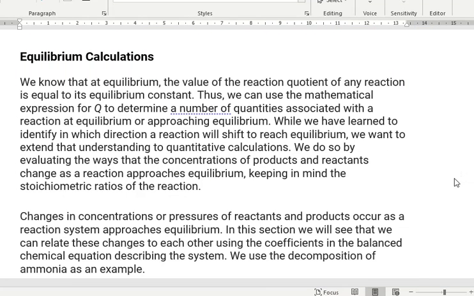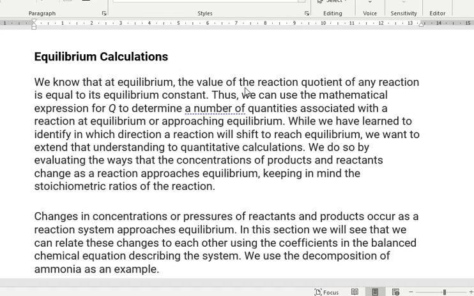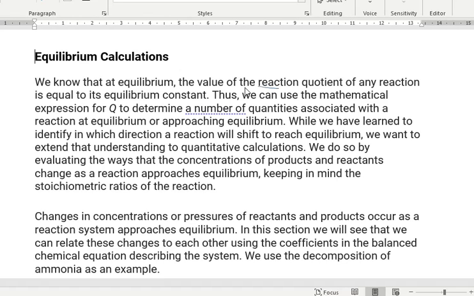Now let us try to compute the equilibrium concentrations and the equilibrium constant of a system at equilibrium. So, we know that at equilibrium, the value of the reaction quotient of any reaction is equal to its equilibrium constant. Take note of the word reaction quotient.